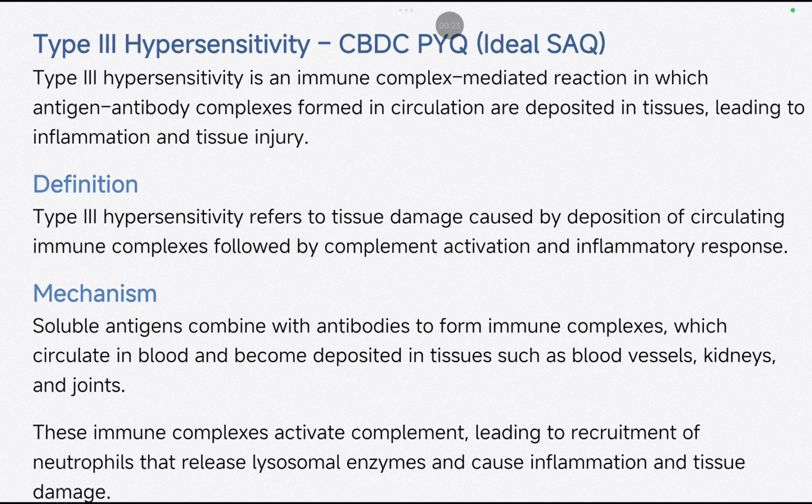So what definition you need to write? Type 3 hypersensitivity refers to tissue damage caused by deposition of circulating immune complexes followed by complement activation and inflammatory response. So, what is the mechanism?